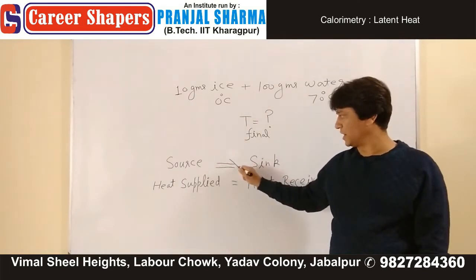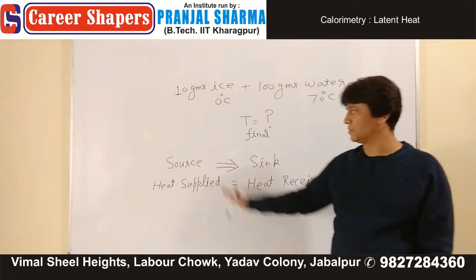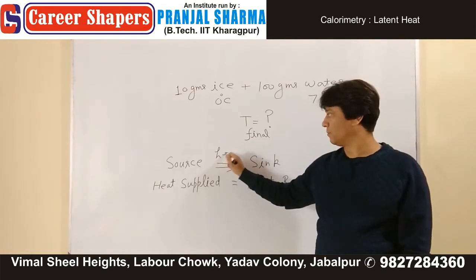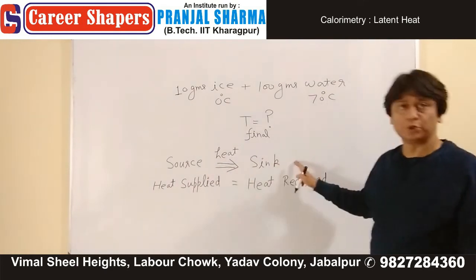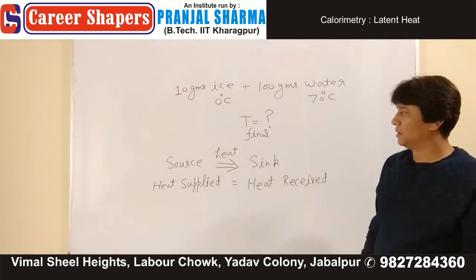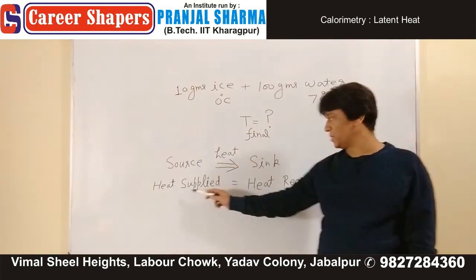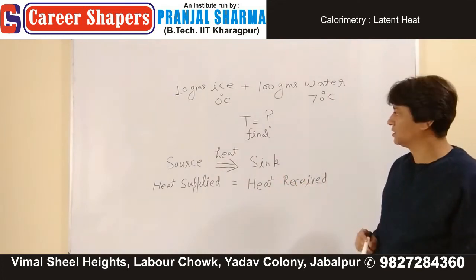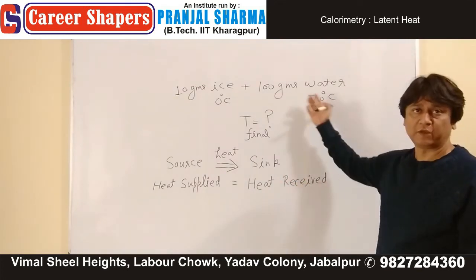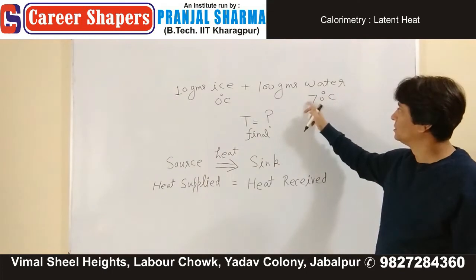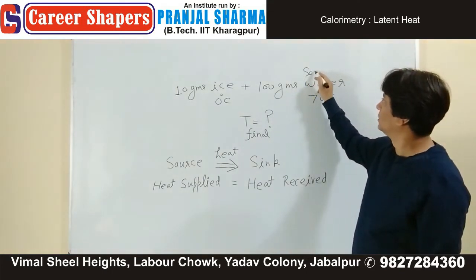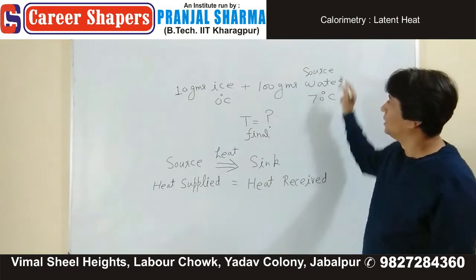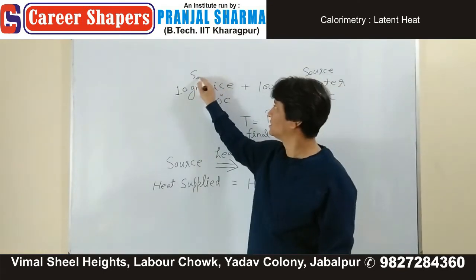Instead of an equal sign, make an arrow like this, that heat flow will take place from source to sink. Source will supply some heat, sink will receive some heat. Now what is source? The thing which is at higher temperature. So this is your source, and this ice is sink.